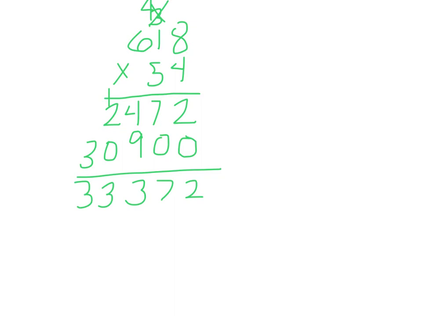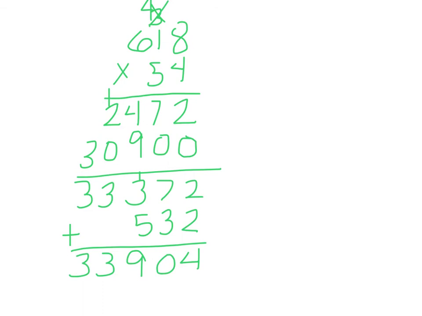But now I need to add in my remainder that I had, 532. So now I'm going to add that up. 2 plus 2 is 4. 7 plus 3 is 10. 5 plus 3 plus 1 is 9. 3 and 3. So that checks out with my original number, which was Alaska's miles of shoreline being 33,904 miles.